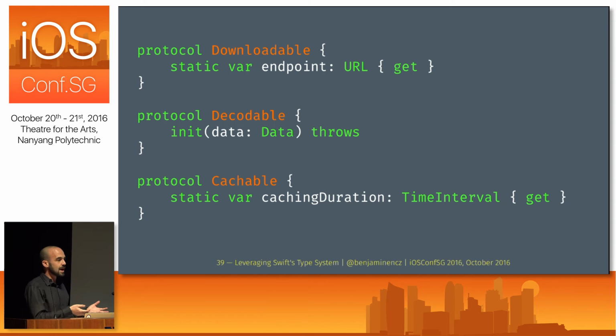For a decodable type that can be decoded from data and turned into a value, we provide an initializer that takes in data and creates an instance of itself. And if a type is cacheable, then we might have a different caching duration for each of these different types. So you might want to configure that as well as part of a separate protocol. So protocols provide extension hooks.